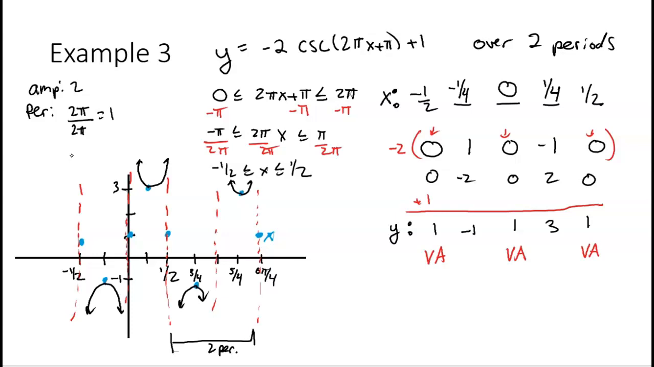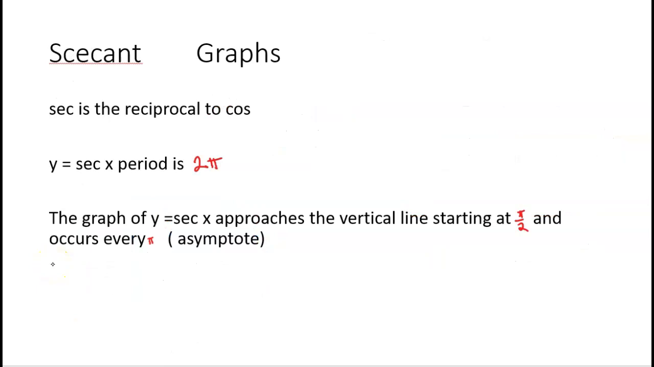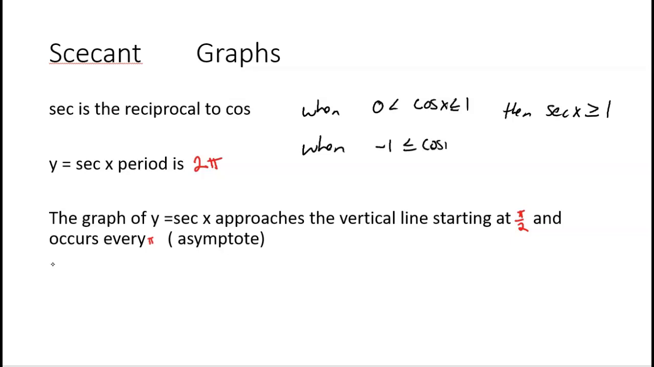All right, so now that we've seen a couple examples of cosecant, let's figure out what secant's graph looks like. So secant is the reciprocal of cosine. So again, when cosine is between 0 and 1, then our secant of x is going to be greater than or equal to the number 1. And again, when cosine is between negative 1 and 0, then our graph for secant will now be less than negative 1. Secant still follows the same thing. Our period is still 2 pi.